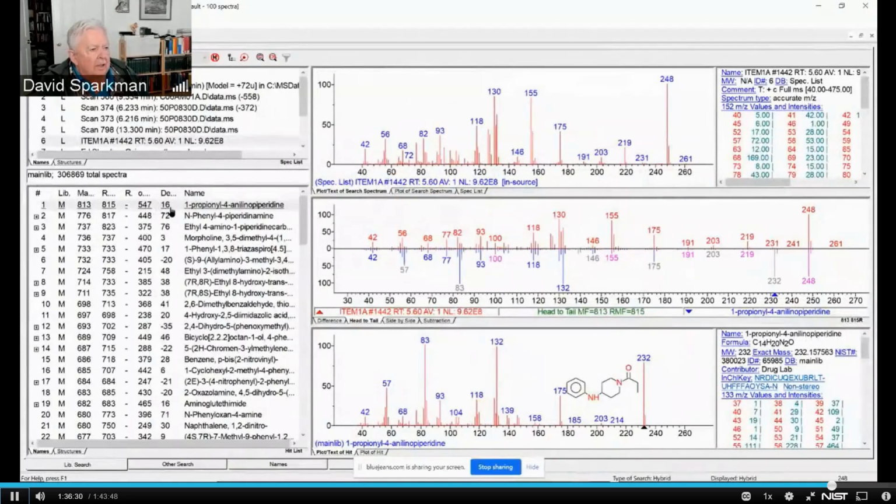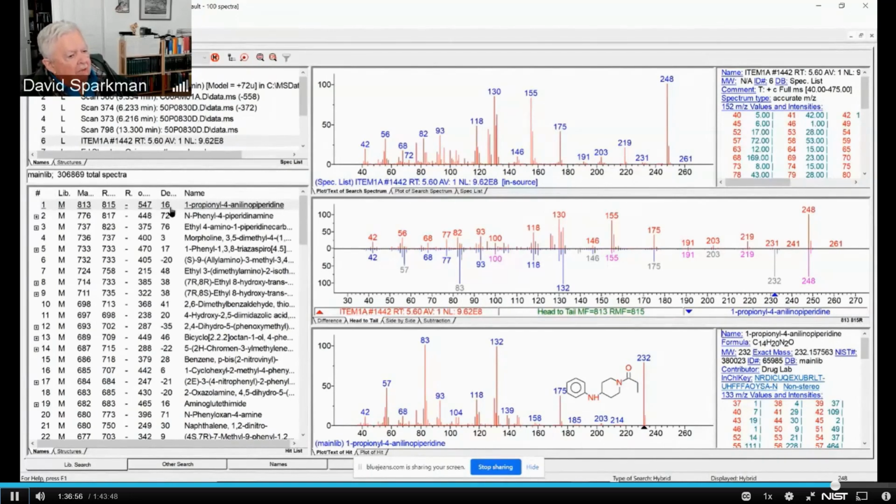Now, I see that the delta mass is 16. What is the number 16 besides the age of my youngest granddaughter? The first thing that comes to mind for me when I think of 16 is oxygen.